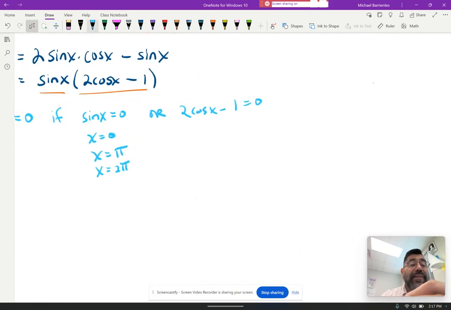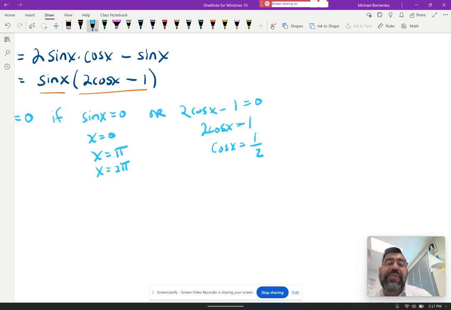Let's solve for x. Well, you would add 1 over, divide by 2. So now I'm asking you the cosine of what angle equals 1/2. The cosine of what angle equals 1/2. That would be at pi over 3. My bad. Pi over 3.